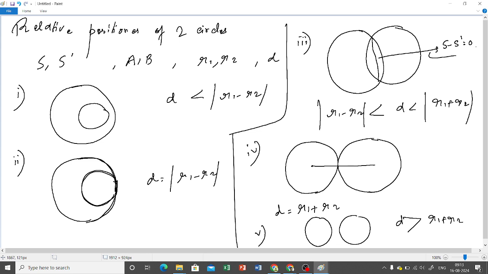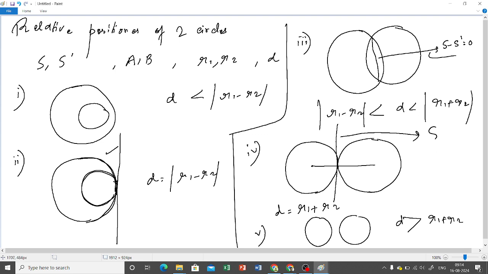If two circles touch internally or externally, then consider the equation of the common tangent. In this case the two circles touch internally, so this is the common tangent. In this case the two circles touch externally, and this is the common tangent.